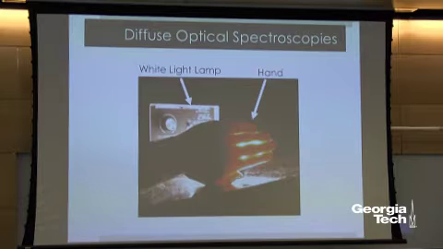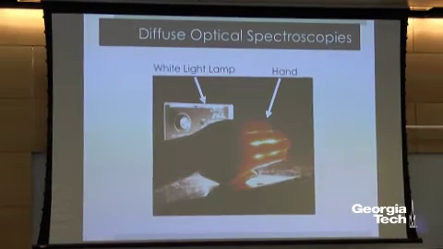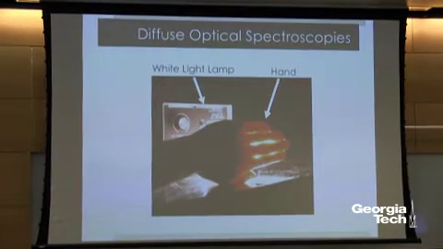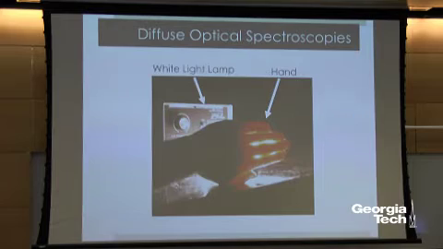So if you've ever taken a white light flashlight and shown it on your hand, what you notice is that your hand glows red. Unlike, say, X-ray, you also don't see any distinct features of your hand. You can't make out bones or blood vessels. Your hand glows red, and this is because light is diffused through the medium.